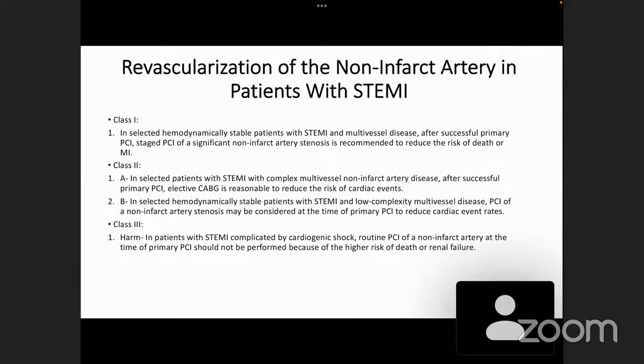Class 3 harm: in patients with STEMI complicated by cardiogenic shock, routine PCI of a non-infarcted artery at the time of primary PCI should not be performed because of higher risk of death or renal failure.